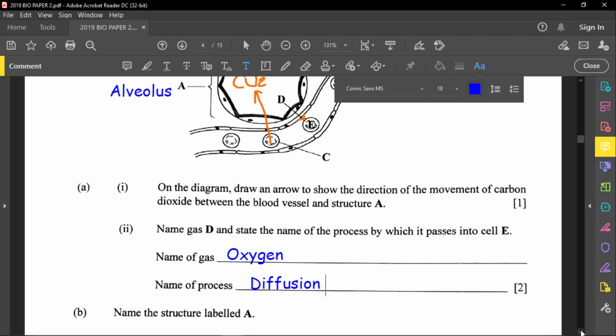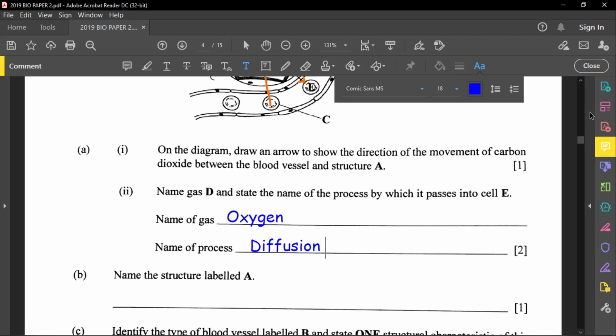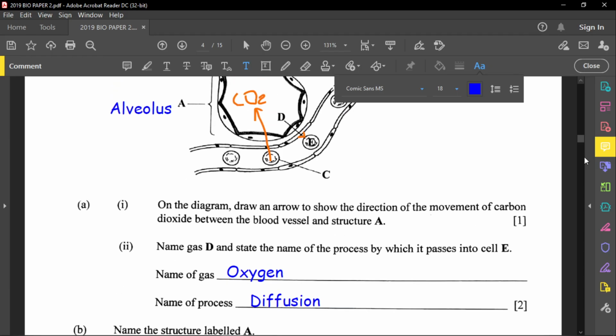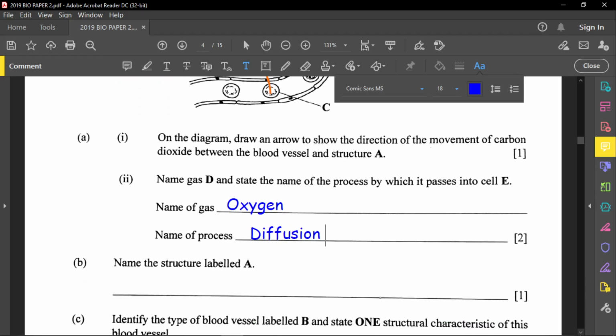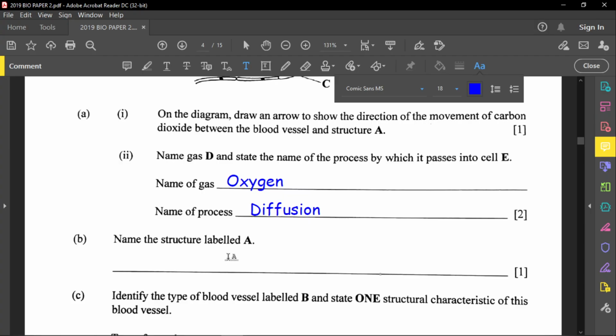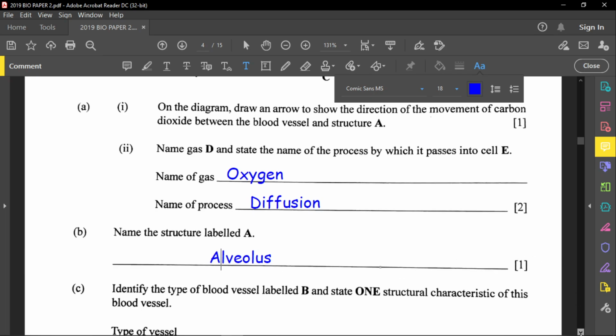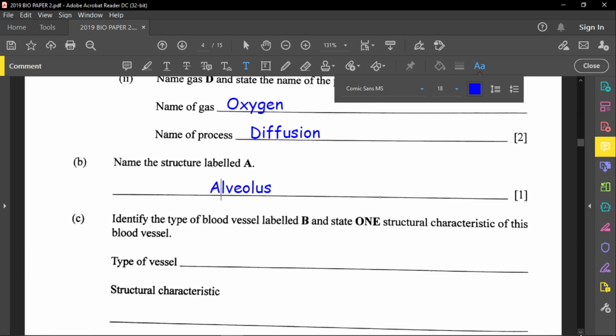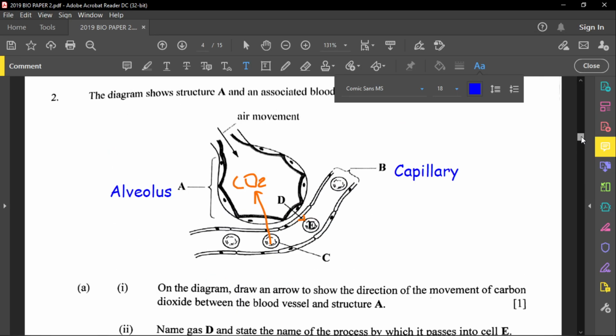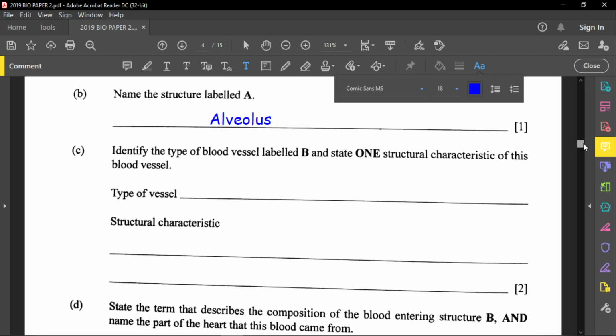Now the next part of the question said name the structure labeled A. We already did that. So structure A was the alveolus. So you could just put it back here. It is the alveolus. All right, we already went ahead and labeled that. So that's the alveolus. All right, excellent. Now, part C, it said identify the type of blood vessel labeled B and state one structural characteristic of this blood vessel. So the blood vessels that surround the alveolus, they are capillaries, okay? So capillary is our answer. We already labeled that as well. So here is capillary.